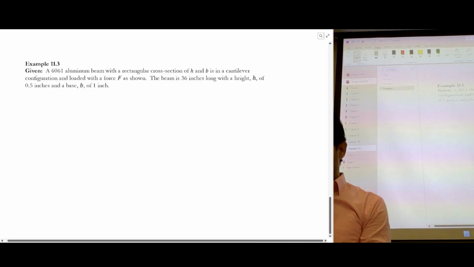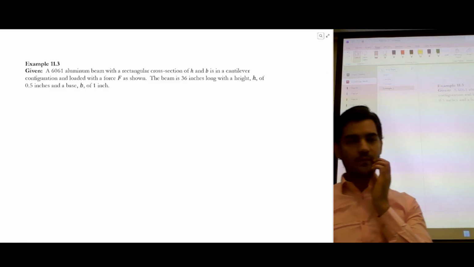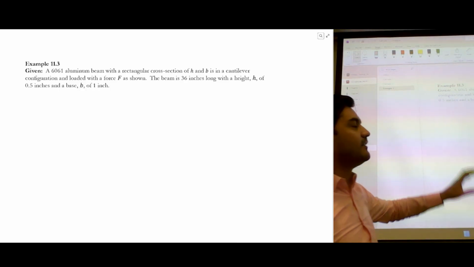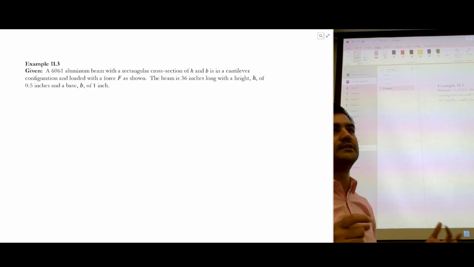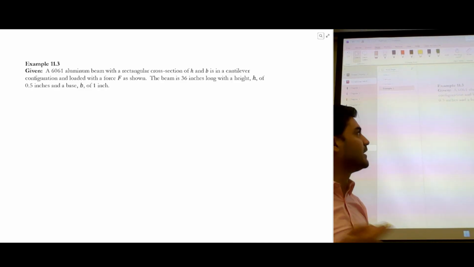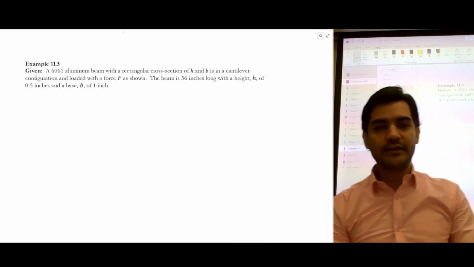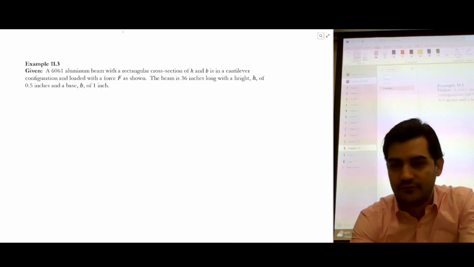So example 11.3. In chapter 10 and chapter 11, we were given a stress element, and we were trying to figure out the maximum principal stresses, maximum shear stresses, and then in chapter 11, we tried to figure out if under this loading condition we'll observe yielding or not. Now this example actually gives us a member, and then we have to figure out a failure.